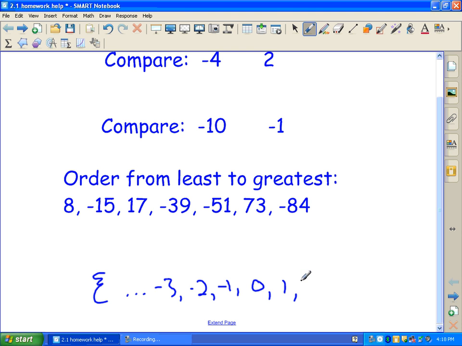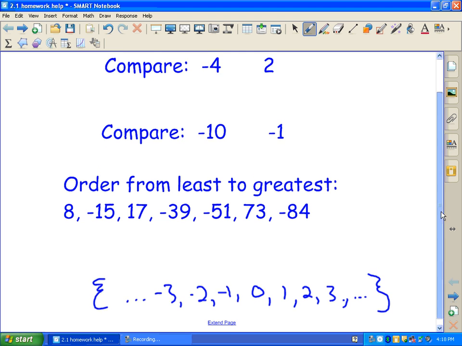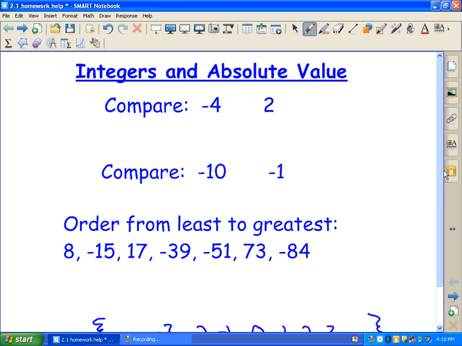Notice that I do not have any decimals or fractions in here because it's the whole numbers 0, 1, 2, 3, and so on, and their opposites. We always consider the negatives to be the opposites of the positives. So that's the group of numbers we're talking about. And the first thing we always want to do when we're looking at new groups of numbers is compare them. See which ones are bigger.